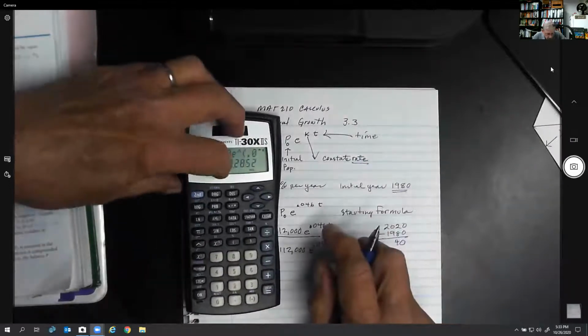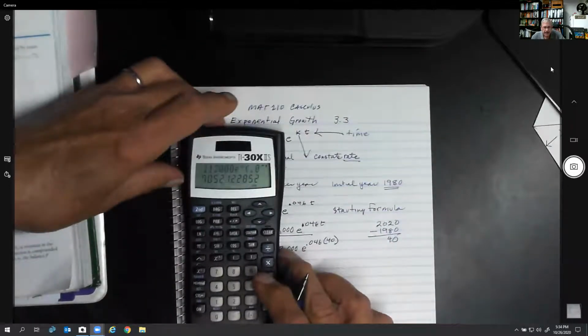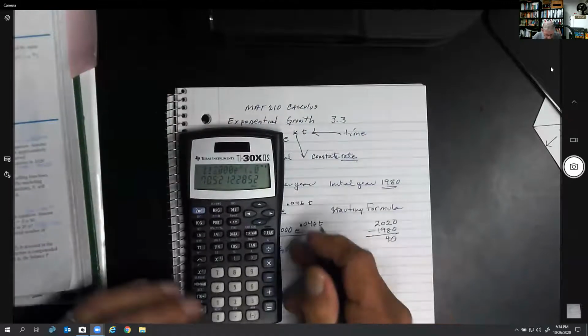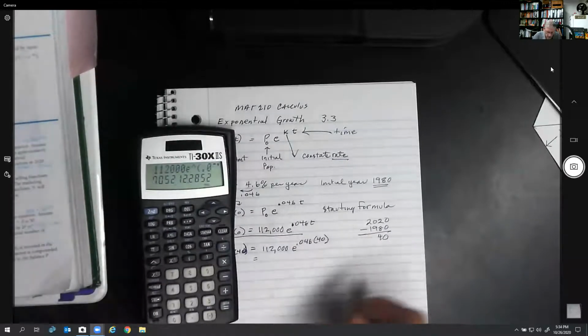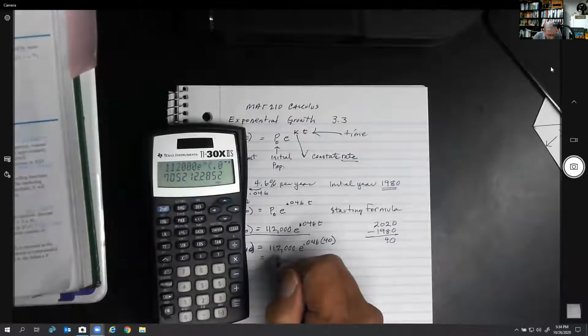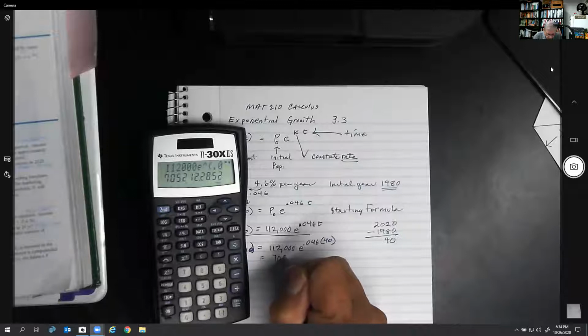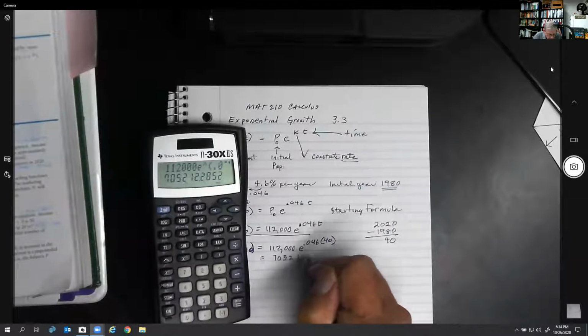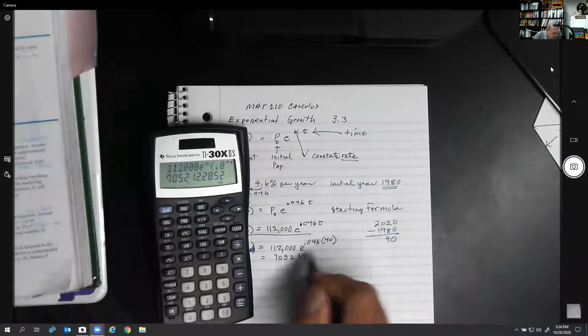Now I got a little smudge on my calculator. It almost looks like a decimal point there. It's not. So now, 20 years later, if this growth rate continued, 4.6 per year, we get 752. I'm going to put in my decimal point in a minute. Point something or other. We just round off to the whole number.